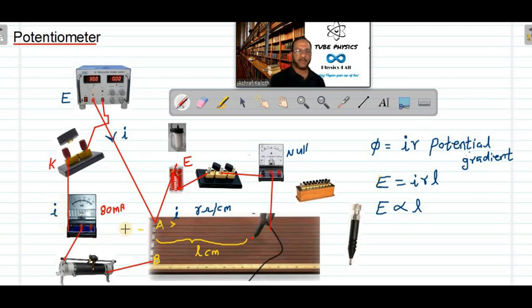Why is E proportional to L? Because the potential gradient I into R is constant, because the potential gradient IR is kept constant. For that you must maintain the same current in the primary. This ammeter reading should not change. By mistake you should not touch the rheostat. If you move the rheostat on either side, then there will be a change in current. It should be maintained constant. If this current I is constant, then only we can write E is proportional to L.